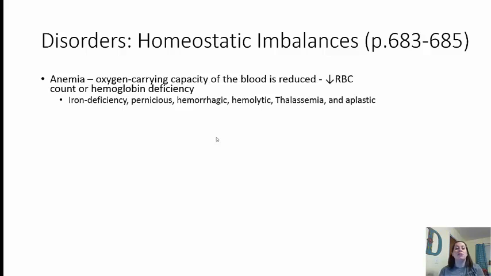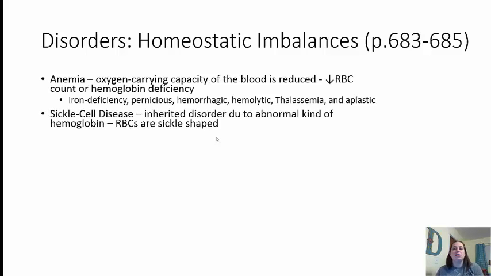There's different types of anemia. There's iron deficiency, there's pernicious, there's hemorrhagic, there's hemolytic, there's thalassemia, and also aplastic. In your textbook, take a look at how each of these is just a little bit different. It can be different based on how big or small the cells are, what's missing. Like in the first one, iron's obviously missing. Hemorrhagic is when you're bleeding. Hemolytic is when the cells are bursting, and so there's a lot of different types of anemia.